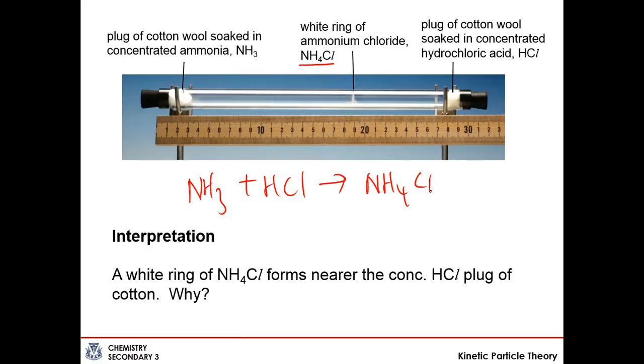So you notice that it is slightly nearer towards HCl than towards NH3. And if you were to look at the ruler readings here, 20, 10. So this is assuming this is about 10 cm, this is about 10 cm, this is about 10 cm. This is 1/3, 1/3, and this is 1/3. So this ring is actually about 1/3 of the distance between the HCl plug and the ammonia plug. So why is that so?